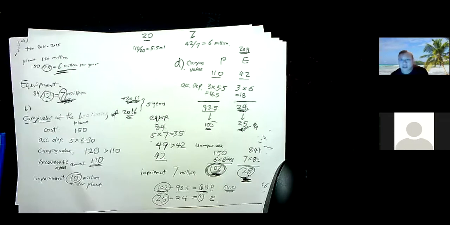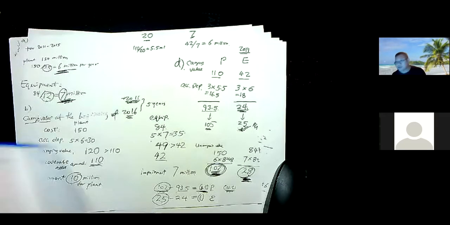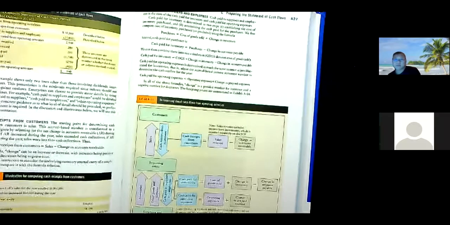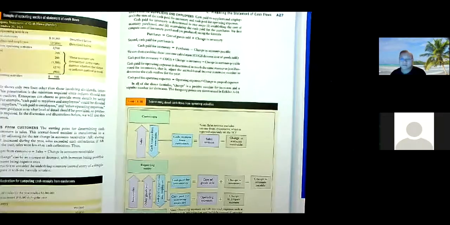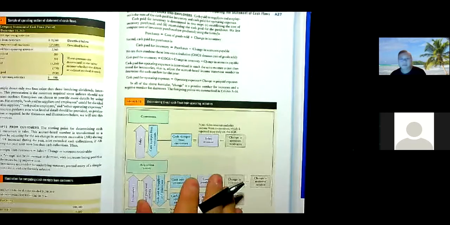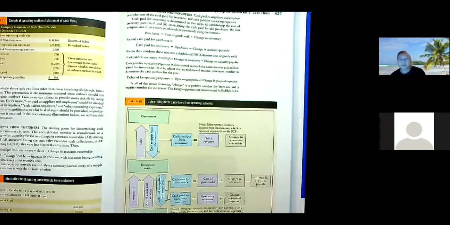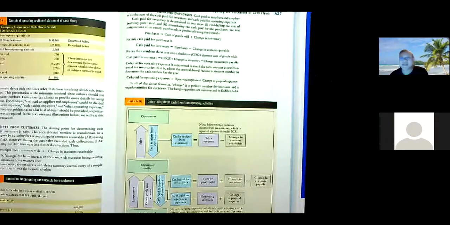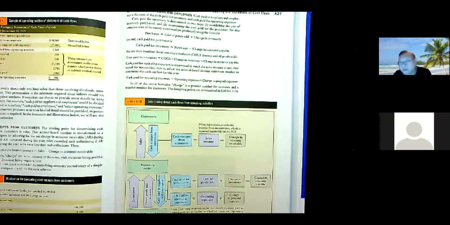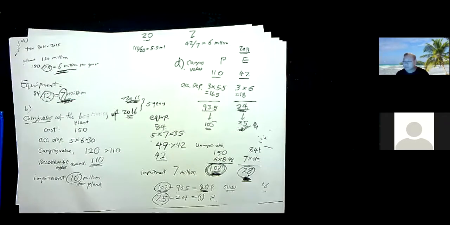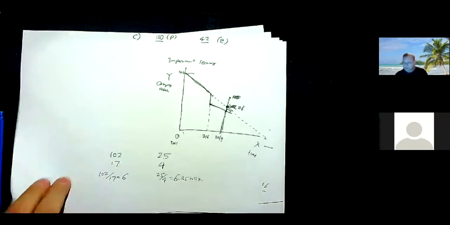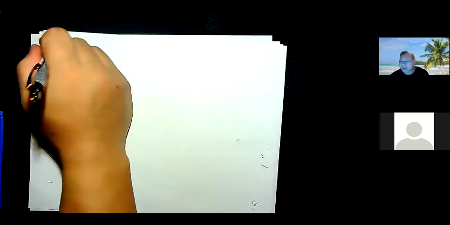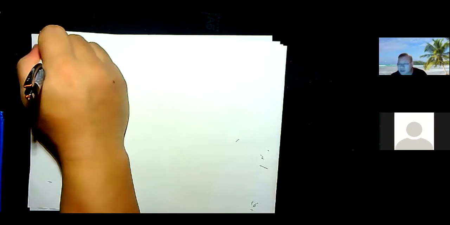Okay, let's take a look at your textbook. We have a cash flow here. That's A27. So this is in the Appendix A about statement of cash flows. So I want to talk about the direct method.